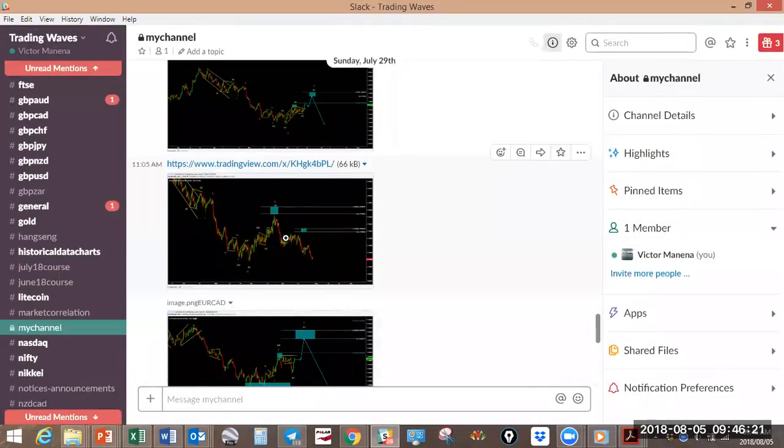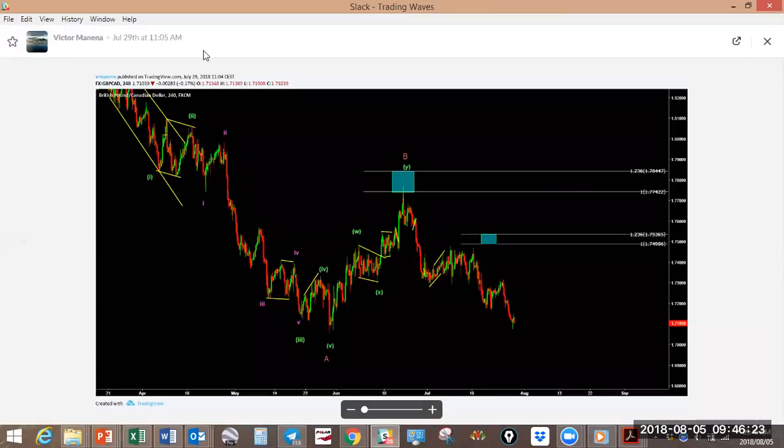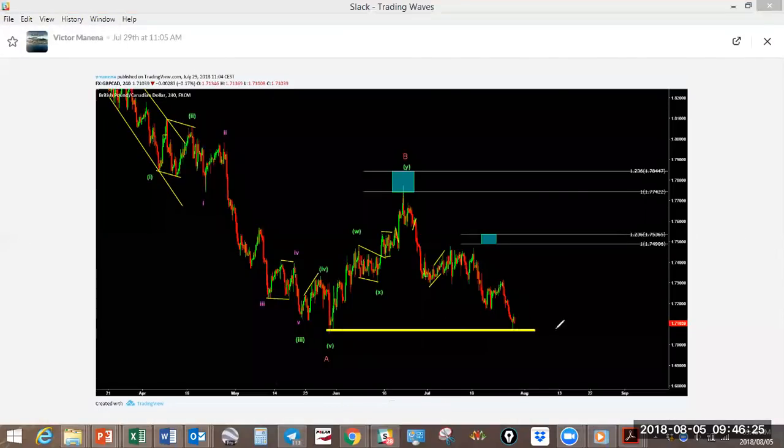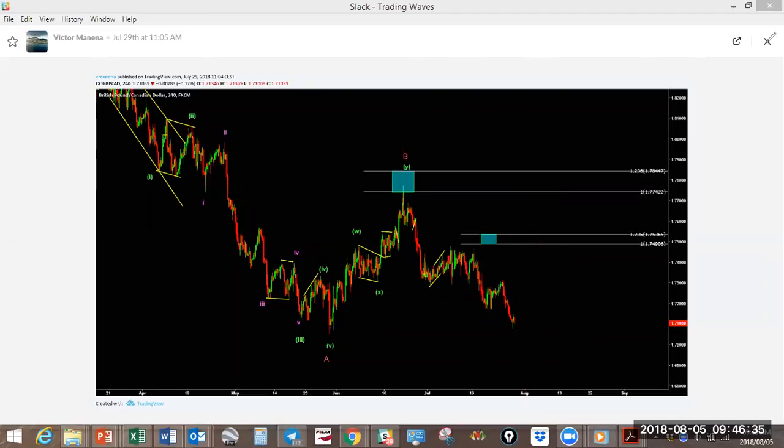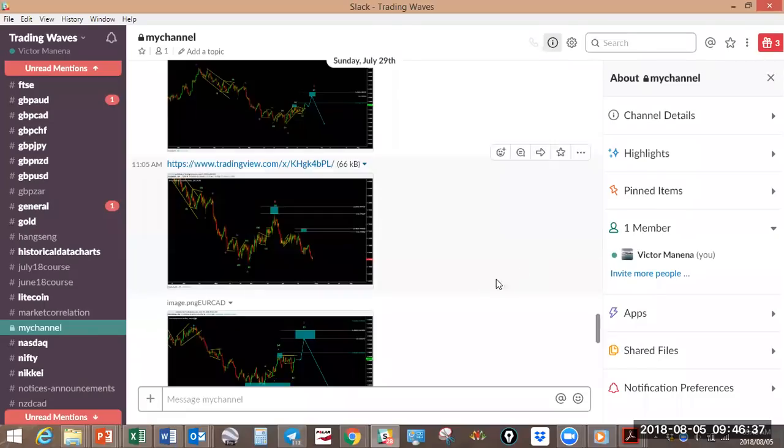All right, so that's the after of pound CAD. It is actually now starting to break here. As I said last week, I expect this to carry on. I don't expect a bounce here. I don't expect this correction here, because you'll see why I don't expect it as we do the analysis.